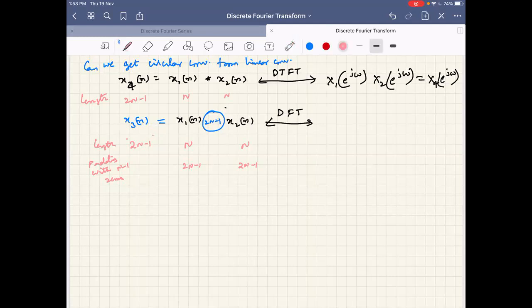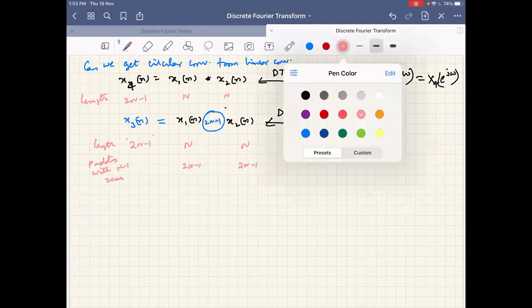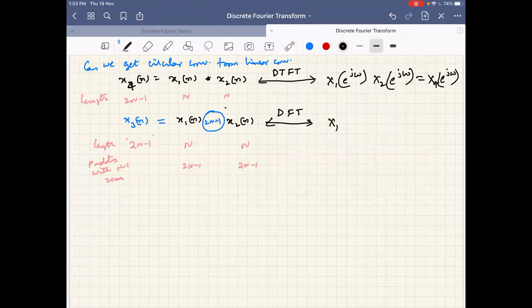Now the question is, if I now write x1 of k and x2 of k, multiply them and get x3 of k, and we assume that this x3 of k is a sampled version of x3 of e power j omega at omega equal to how many samples should we get? See, these lengths are n. This sequence length is also n.